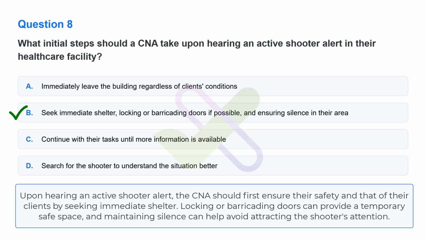The correct answer is B. Seek immediate shelter, locking or barricading doors if possible, and ensuring silence in their area. Upon hearing an active shooter alert, the CNA should first ensure their safety and that of their clients by seeking immediate shelter. Locking or barricading doors can provide a temporary safe space, and maintaining silence can help avoid attracting the shooter's attention.